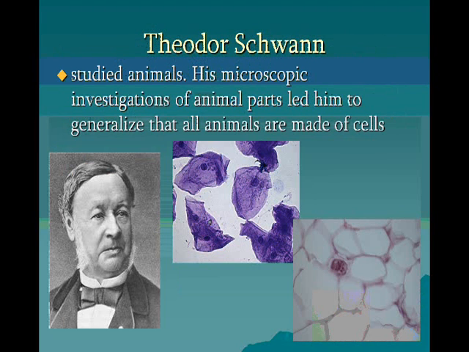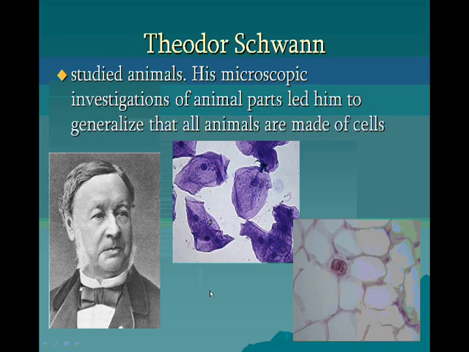Somebody that came right after him, Theodor Schwann, did the same thing with animals. He looked at all different types of animals and made the generalization that all animals are made of cells. Those are some pretty sweet mutton chops he has going on right here. These are some cheek cells. This is muscle cells here.